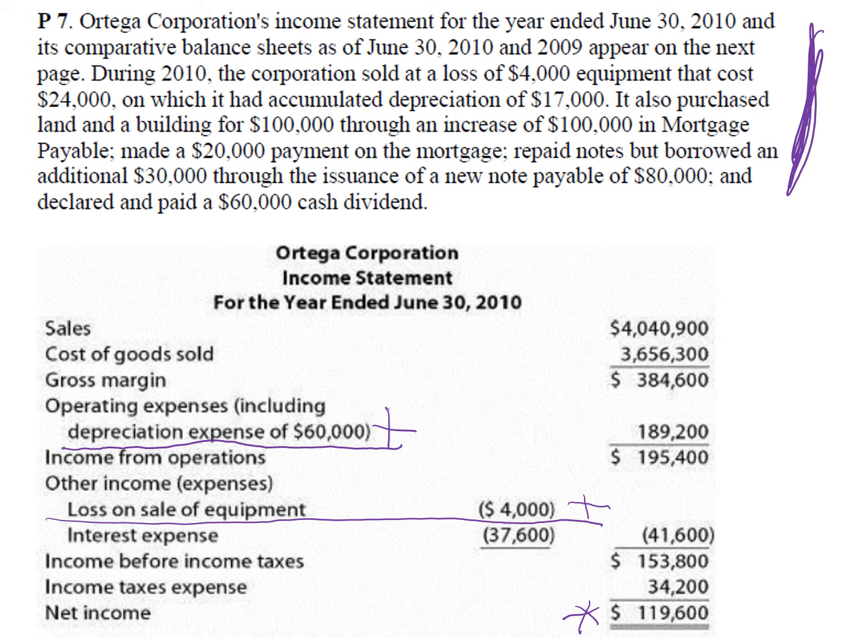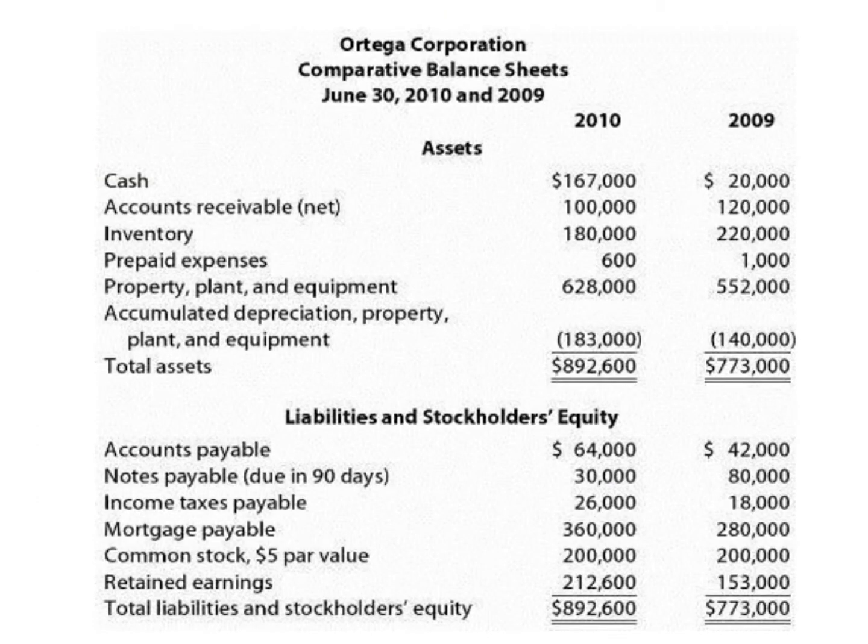Let's see what the balance sheet shows. On the balance sheet, I can find my answer. So my change in cash: I began the year at $20,000 in cash and ended the year at $167,000. So the change, or what I'm looking for, is a $147,000 increase in cash. My accounts receivable went down $20,000. Now, if accounts receivable go down, the only way they can go down is if your customers pay, which means your cash is going to go up.